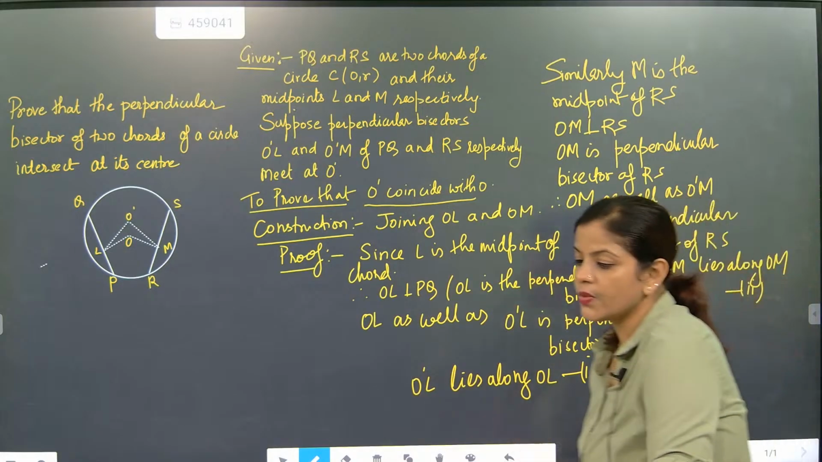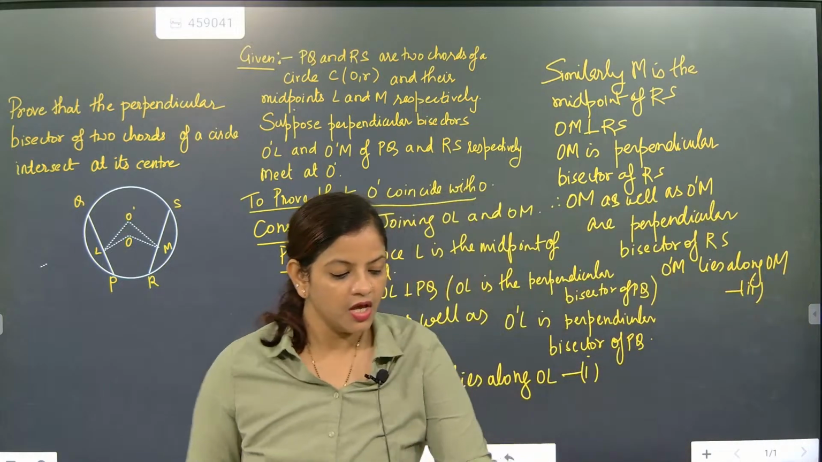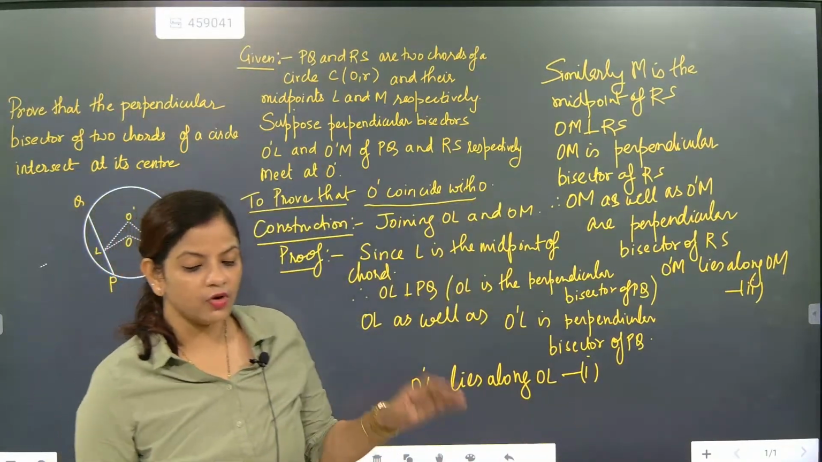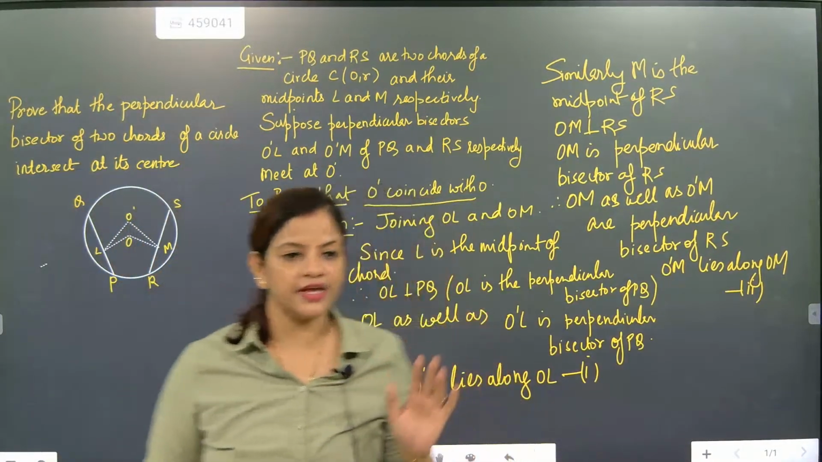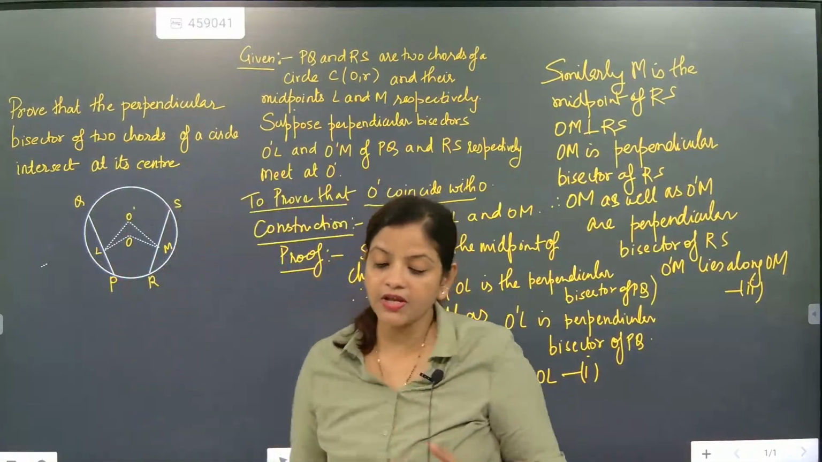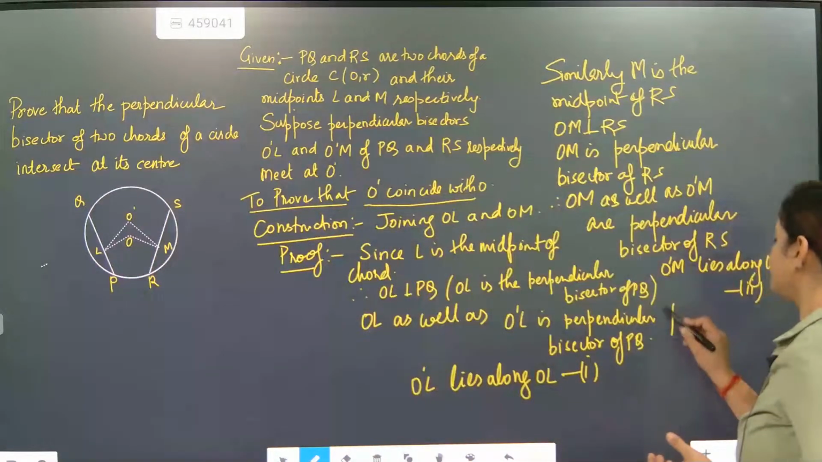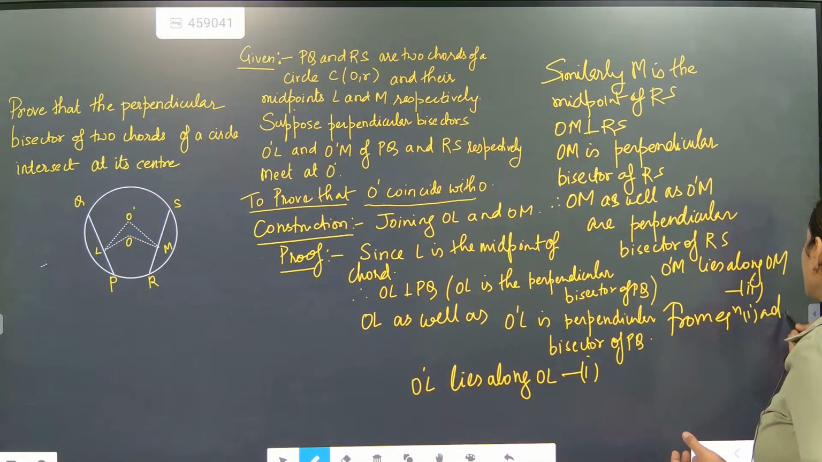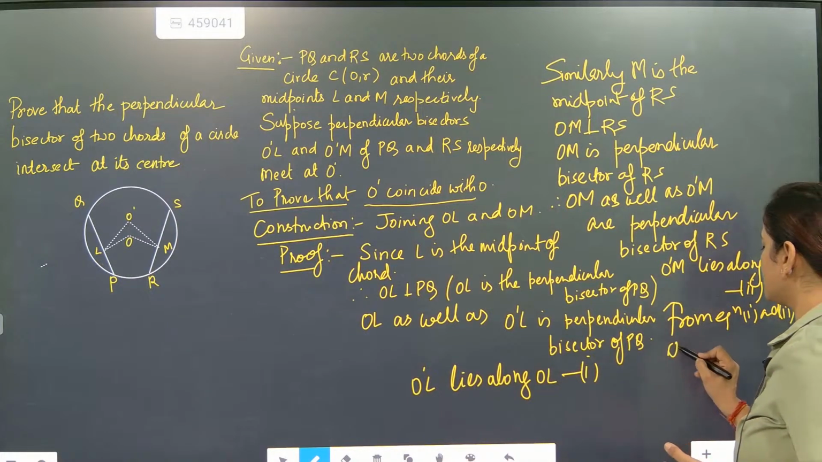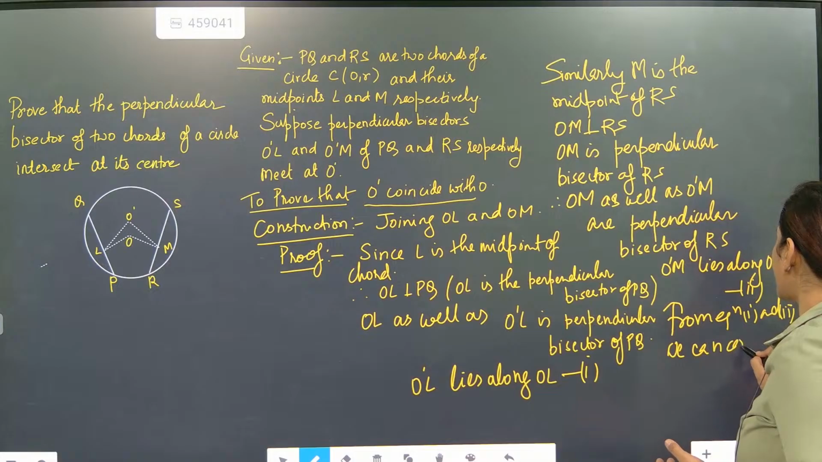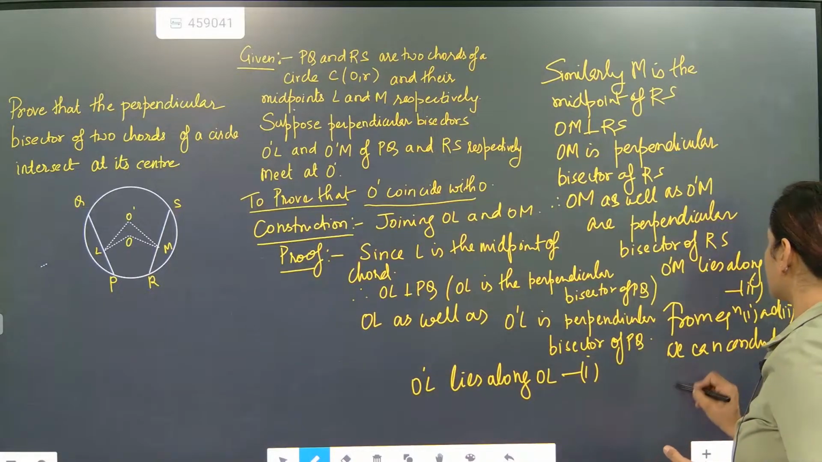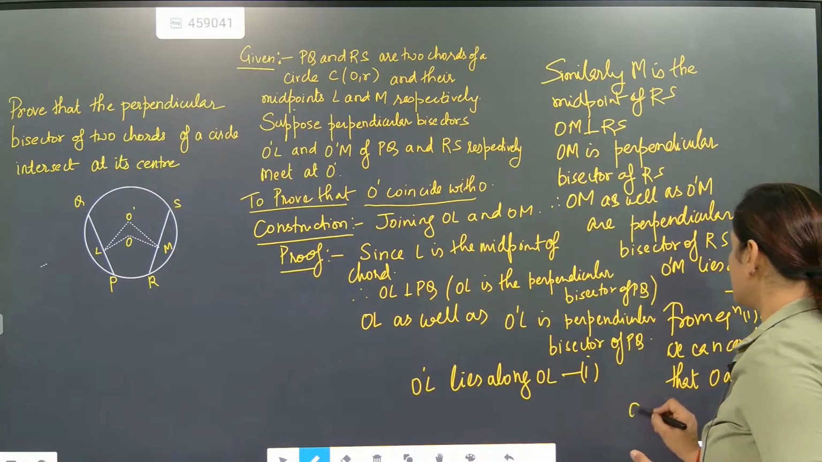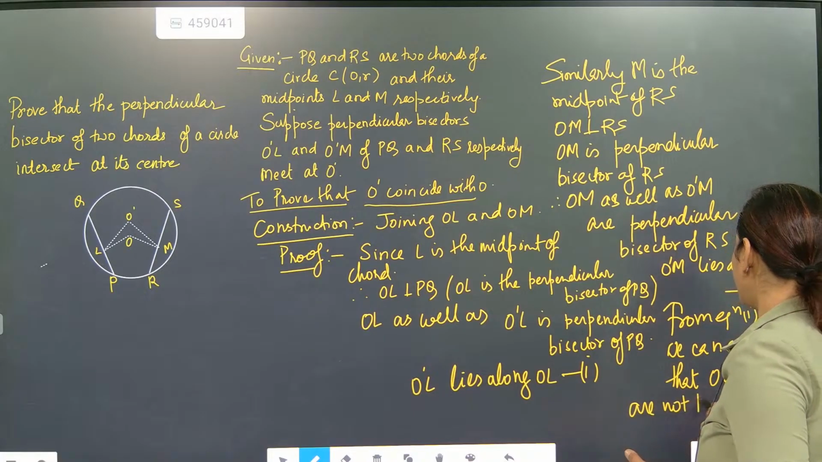With these two equations, we fall into a conclusion. The conclusion is that O dash and O are not two different points; they are the same point. So from equation 1 and equation 2, we can conclude that O and O dash are not two different points.